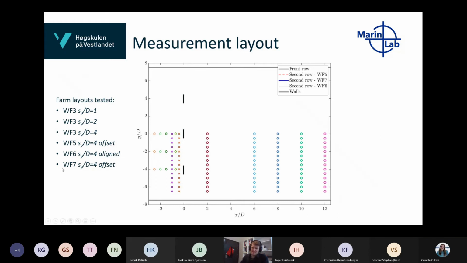Then Camilla's master thesis was basically to build up on that and add a second row of turbines and investigate the influence of a second row. So first of all, she just looked at what two turbines in an offset arrangement can do. Then she added three turbines in a line setup, and also finally four downstream disks in, again, an offset setup.